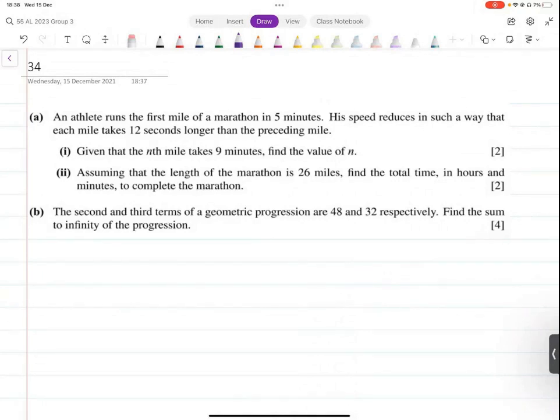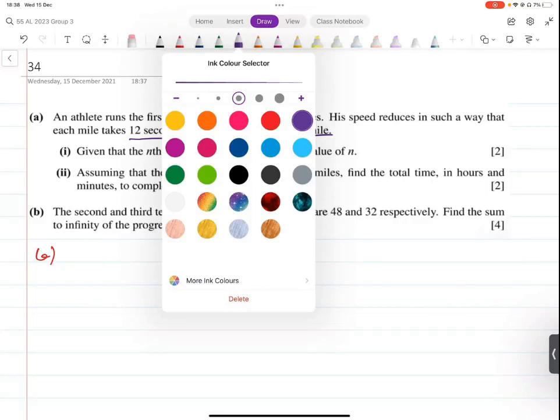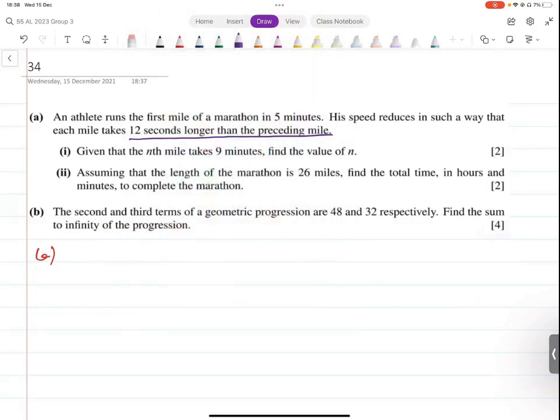Okay, so 12 seconds longer than the preceding mile. What type of progression is this? Is this an AP or a GP? Answer: AP. So 12 seconds increase for every mile, so it's going to be an AP. That's the first thing that you notice. Now, what kind of an AP is this? The first mile takes 5 minutes, so the first term is 5.